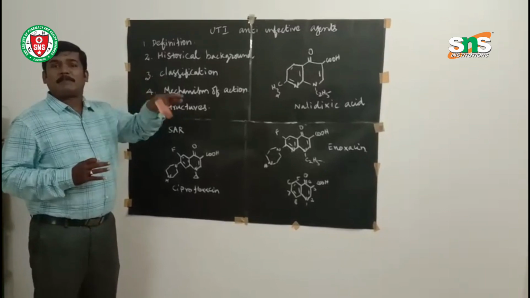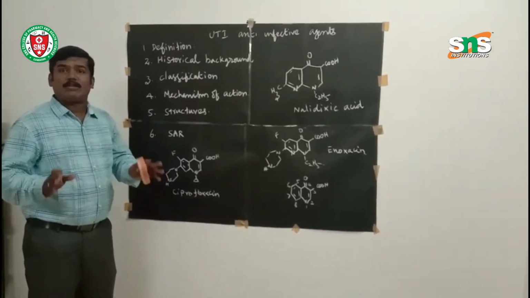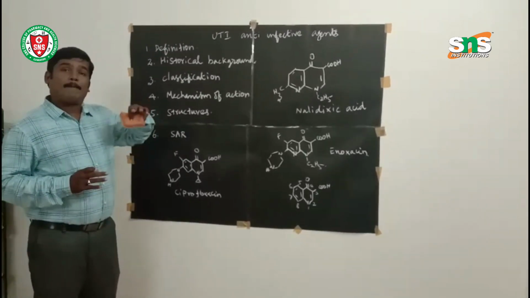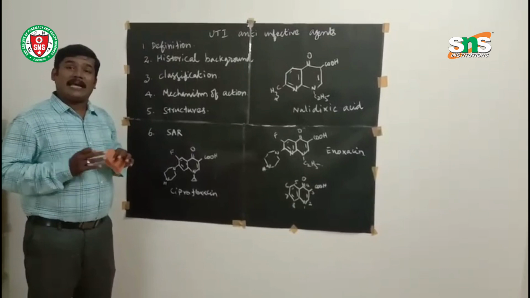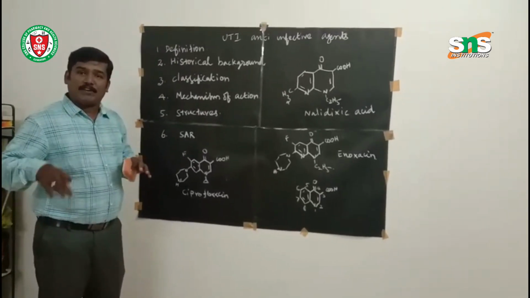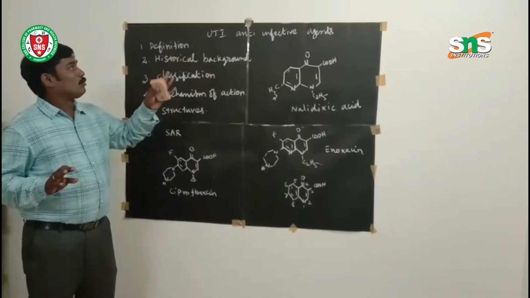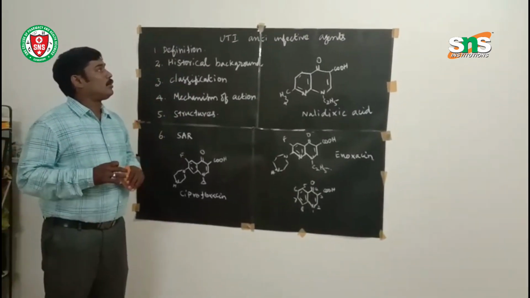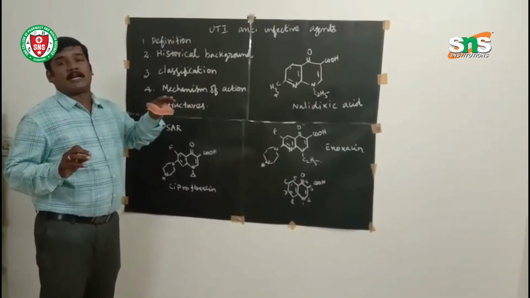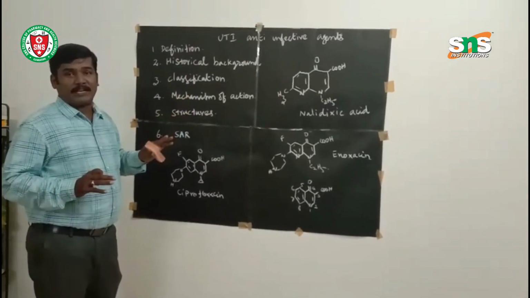The symptoms of lower urinary tract infections are frequent urination and pain during urination. In case of upper urinary tract infections, there may be fever, and in addition there will be frequent urination and pain in urination. Okay, this is about urinary tract infections. The drugs that are useful for the treatment of urinary tract infections are known as urinary tract anti-infective agents.